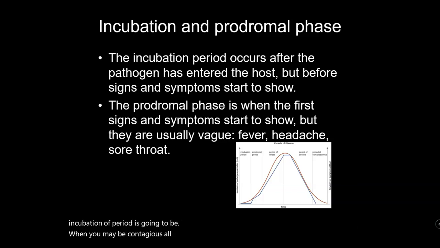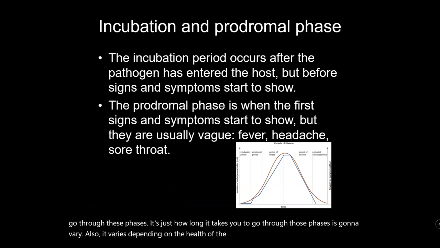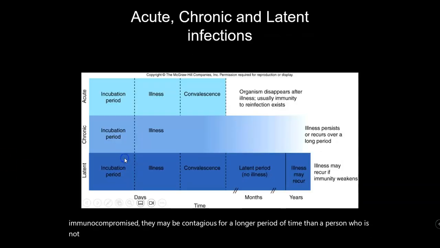All of that stuff varies illness to illness, but they're going to tend to go through these phases. It's just how long it takes you to go through those phases is going to vary. Also, it varies depending on the health of the person. A person who's immunocompromised may be contagious for a longer period of time than a person who is not immunocompromised.